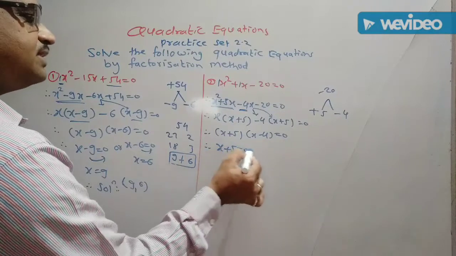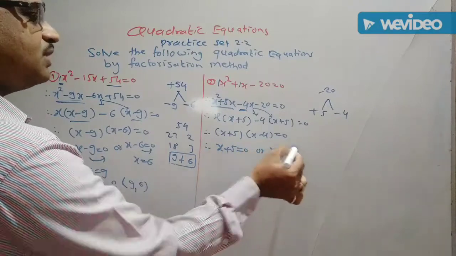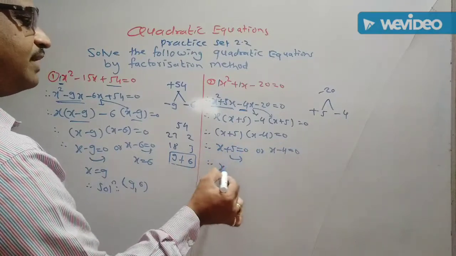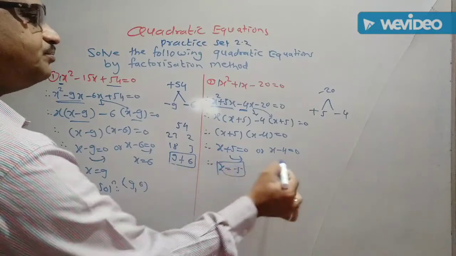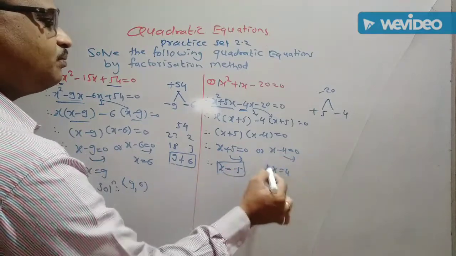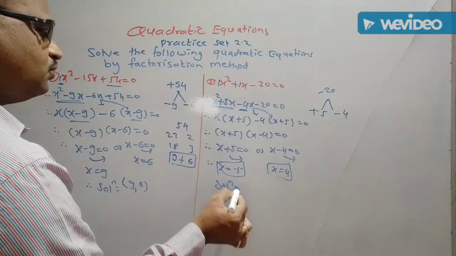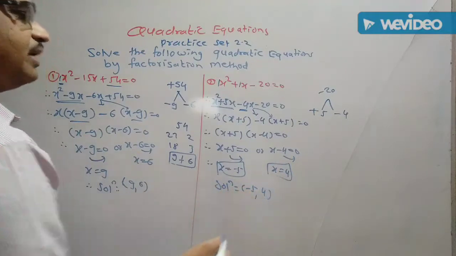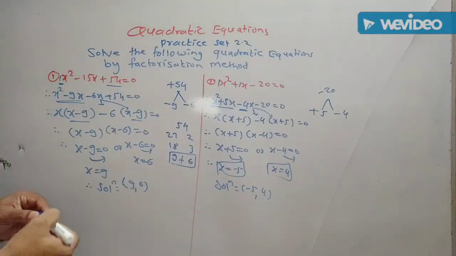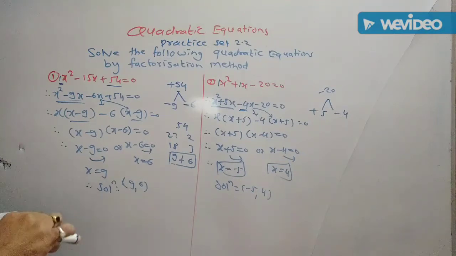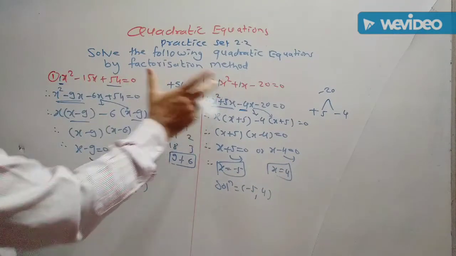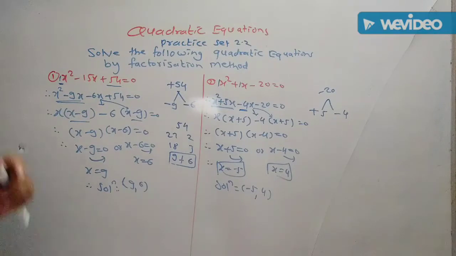Now x plus 5 is equal to 0 or x minus 4 is equal to 0. Plus 5 gets converted to minus, minus 4 gets converted to plus, and therefore the solution is minus 5 and 4. These are the two examples with the same method and having the coefficient of the square term as 1.